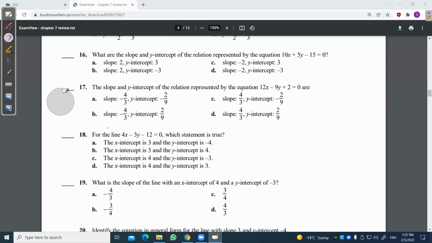Look at 18. For this equation, which of the following is true? So this is an intercept question. X-intercept and Y-intercept. How do we find those? You have to replace them with a 0. Yes, so let's first find the x-intercept by making y as 0. You get x equals 3, and then same thing. We can replace x with 0. We get minus 3y equals 12. Y is minus 4, so 3 and minus 4. So option A.